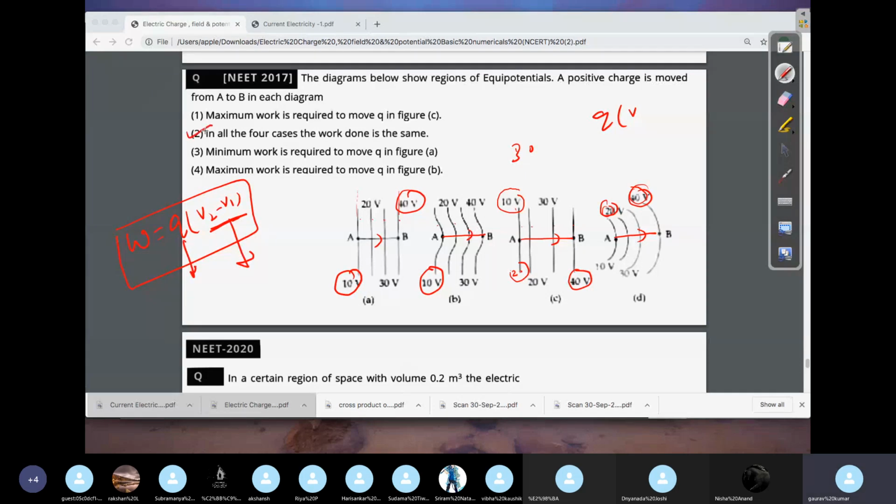So what is the answer? The answer will be 2. In all the 4 cases, the work done will be the same. A very, very simple, basic question. You just see the potential difference multiplied by charge. The potential difference for each movement is the same. So when you multiply with charge, the work done will come out to be the same.